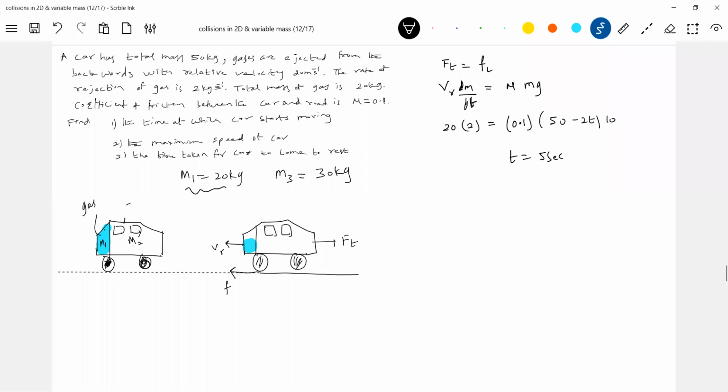Initially, what is the normal reaction? N naught should be (M1 plus M2)g, whatever the normal reaction here, mg. So the mass will continuously decrease, no? Then the normal reaction decreases, then the friction will decrease. Once the thrust force is able to overcome the friction, it starts moving. So for t equal to 0 to 5 seconds, what is the state of the car? The car is at rest. For t greater than 5 seconds only, it will start moving.